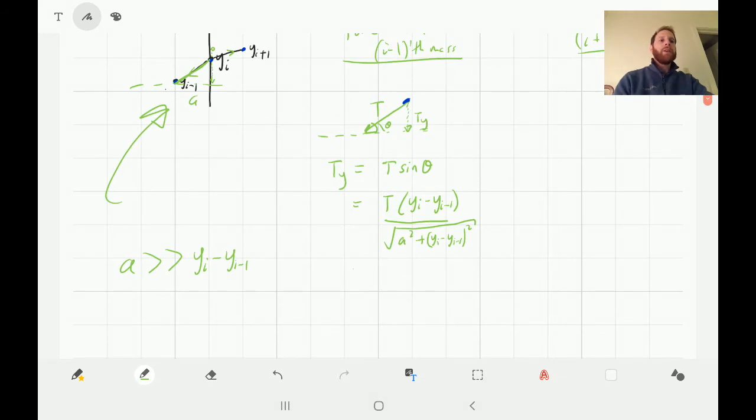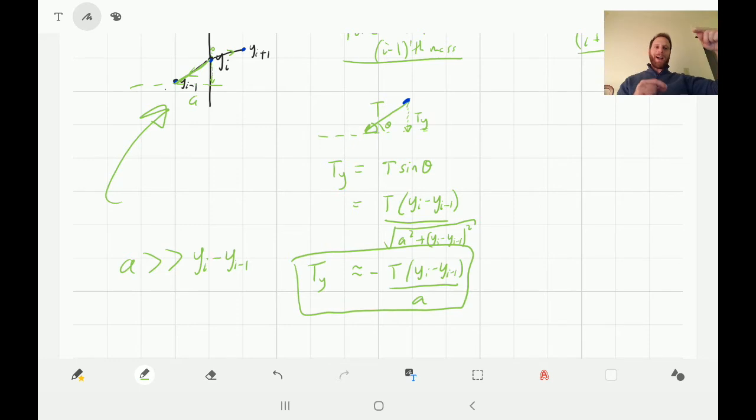And so the y component of that force is simply tension times yi minus yi minus 1, divided by a. If a squared dominates the thing underneath the radical, then that's approximately a. The last thing to do is put a minus sign here, and I'll box this. The minus sign tells you that if yi is bigger than yi minus 1, there should be a force pulling it down, because the one to the left of it is lower. And if yi is less than yi minus 1, then it goes the other way.